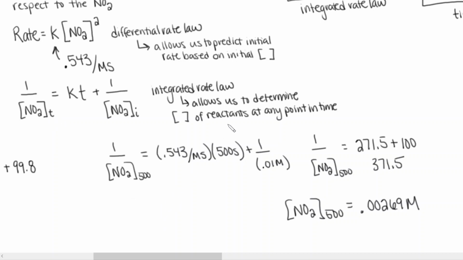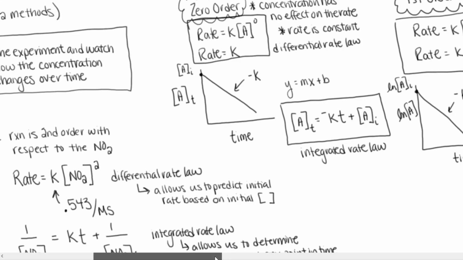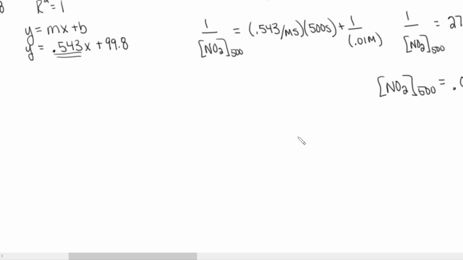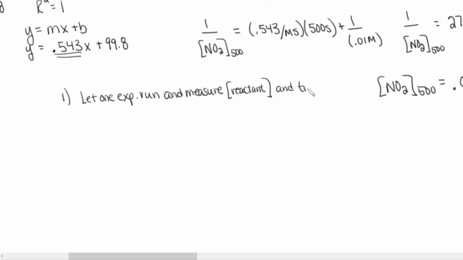Okay. So, in summary, if we want to use this method right here, where we do one experiment to determine the rate law, the steps are as follows, right? You are going to let one experiment run and measure your concentration of your reactant, and you're going to measure time.